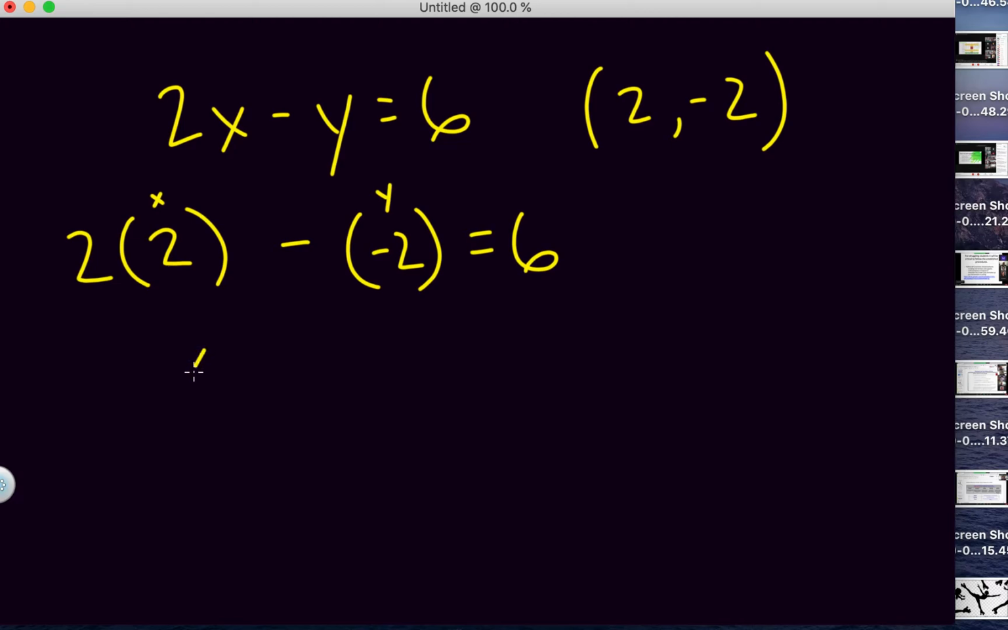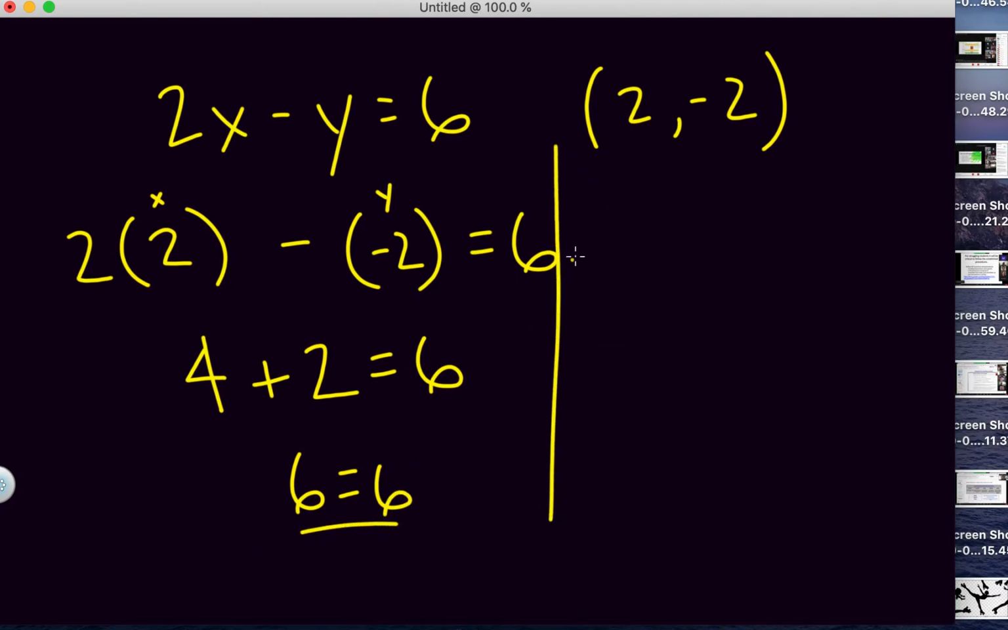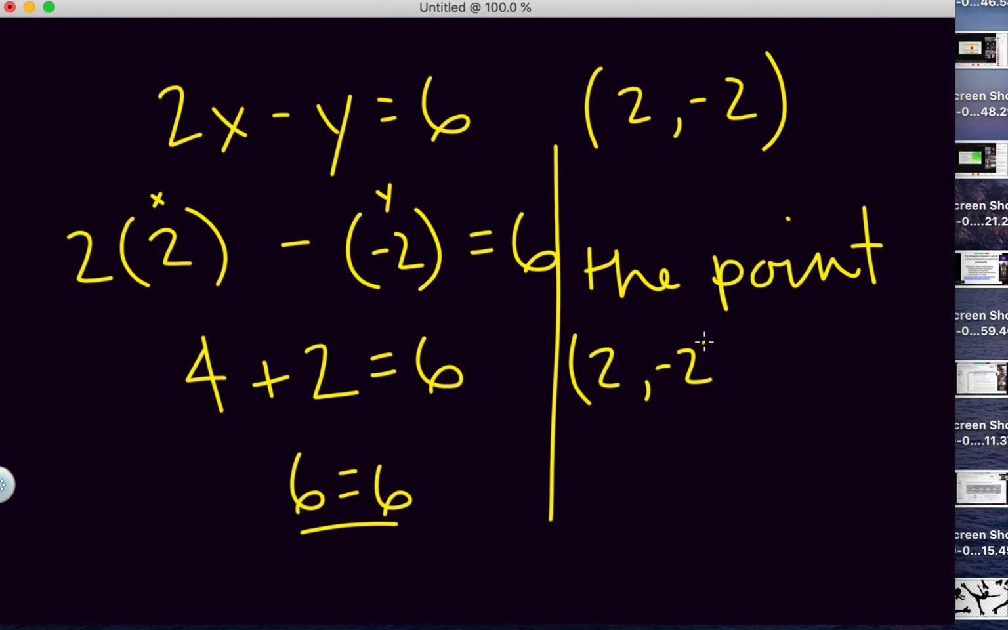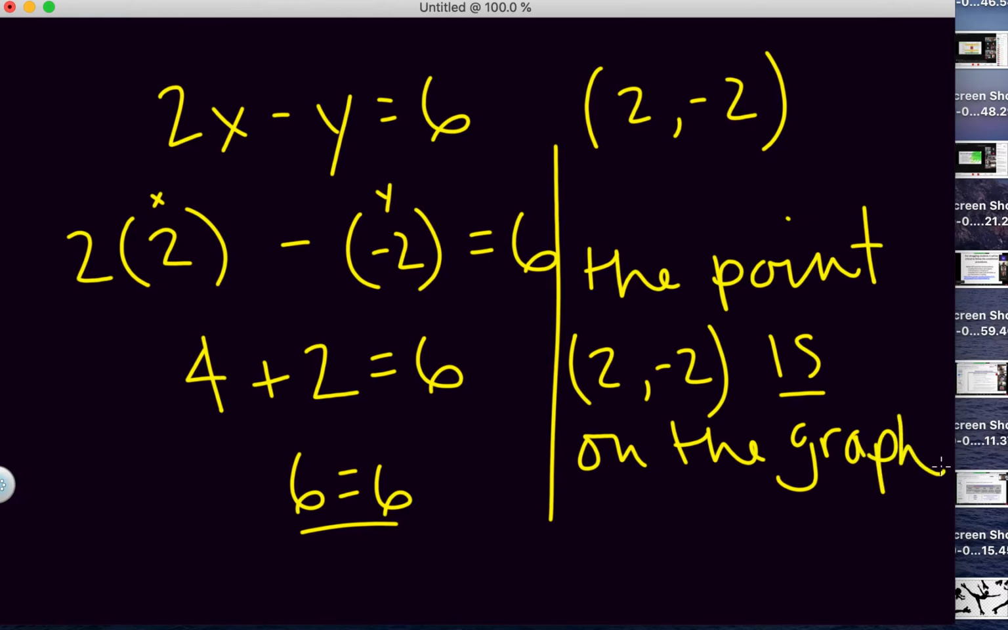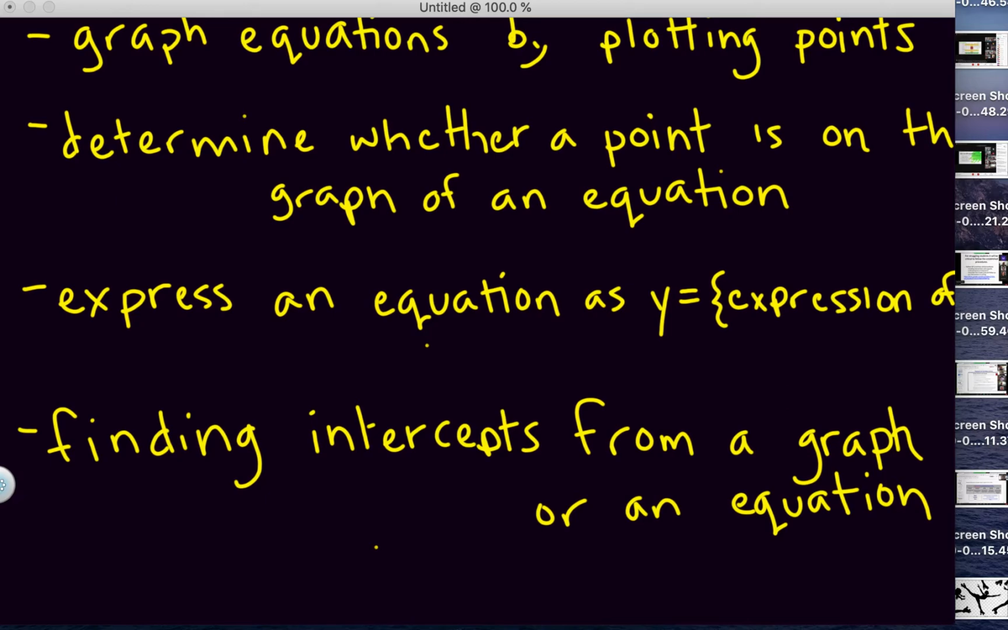And what I see is 2 times 2 is 4, minus a negative makes it plus 2 equals 6, and 6 is equal to 6. This, on the other hand, is true. So what that is saying is that the point (2, negative 2) is on the graph of that equation. And this tells us how to determine whether a point is on a function or equation.